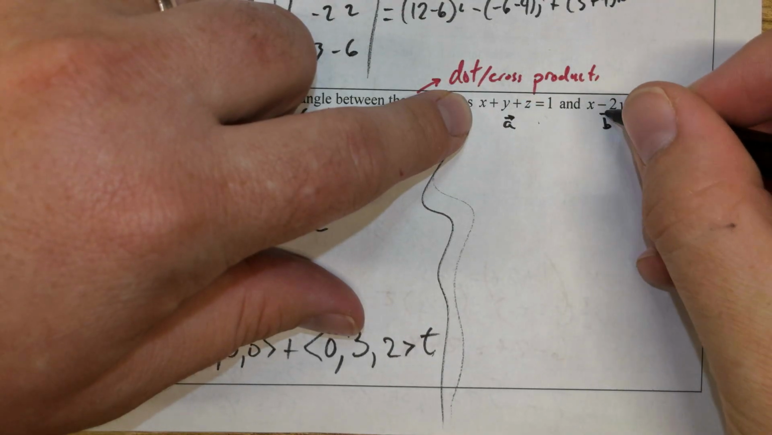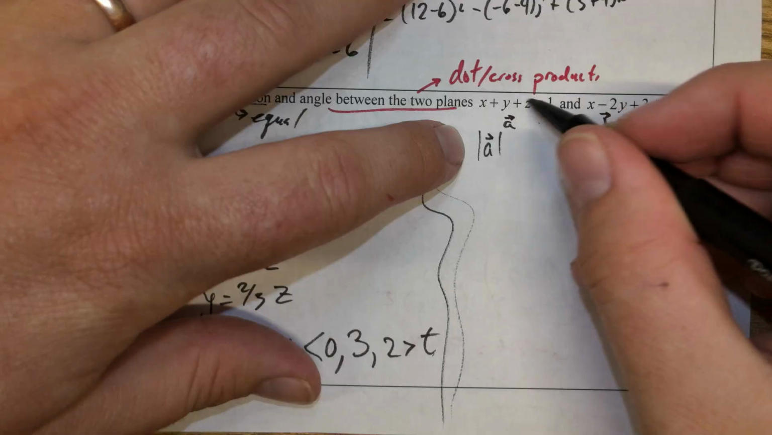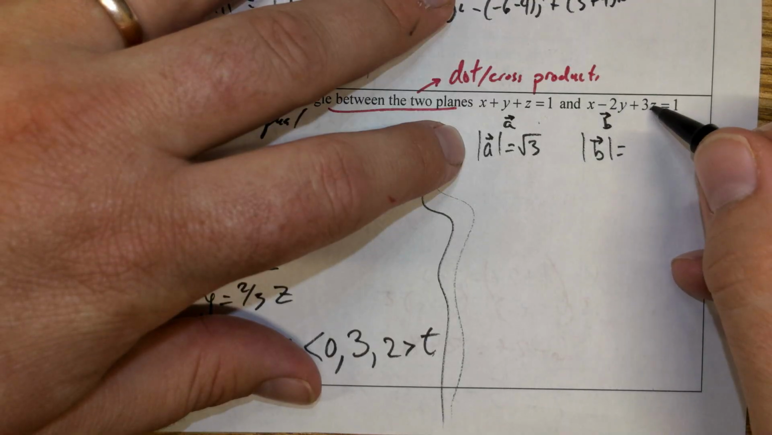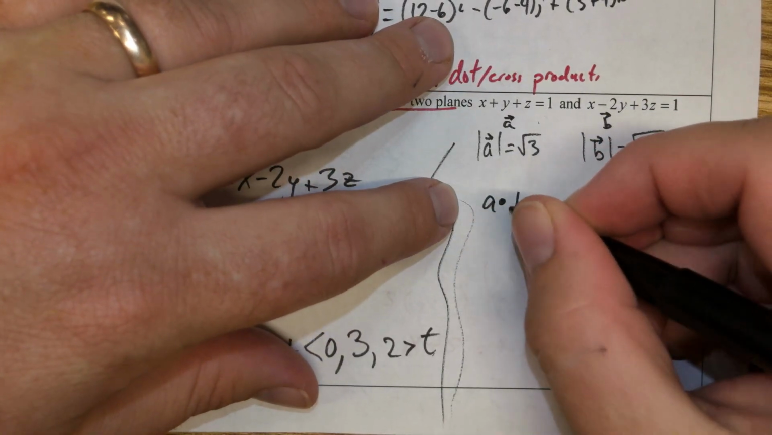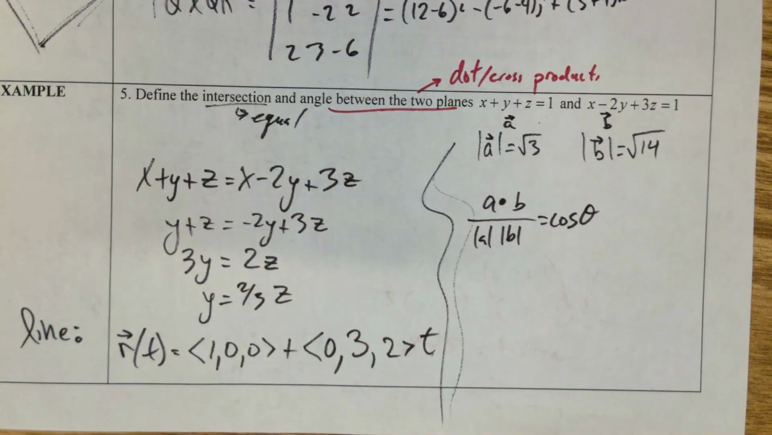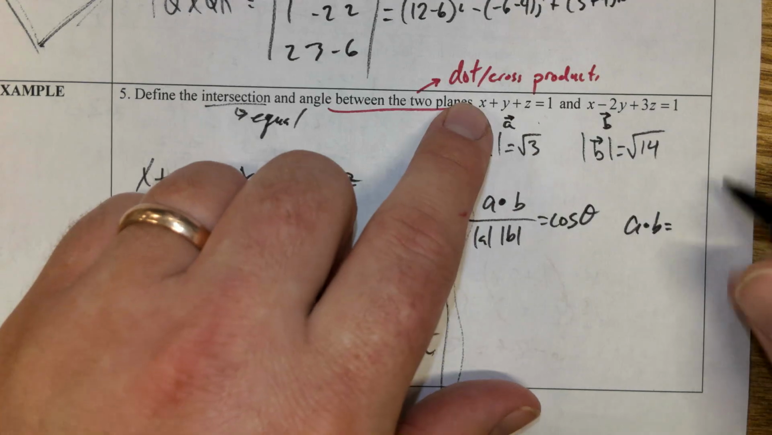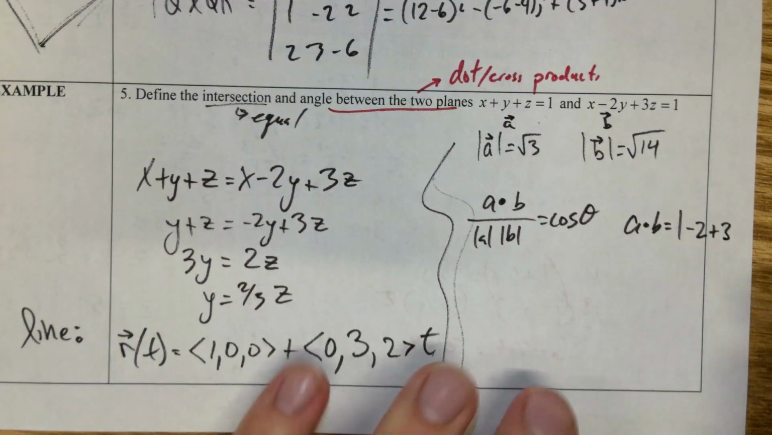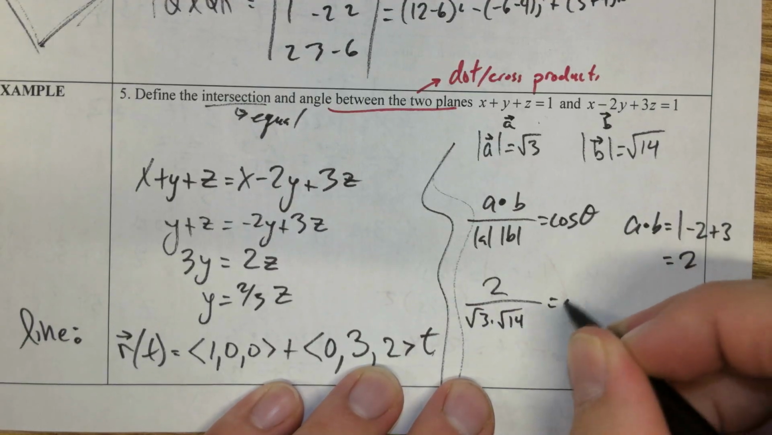Again, A, I'll call this guy B. I should probably call it normal 1 and normal 2. A has a magnitude of 1, 1, 1, that's root 3. B has a magnitude of 1, 2, 3, that's root 14. And now I just use my A dot B over the magnitudes is cosine of that angle of intersection. I dot them together and I get A dot B is 1 minus 2 plus 3. Yep, which makes 2. And so 2 over root 3 times root 14 is cosine.